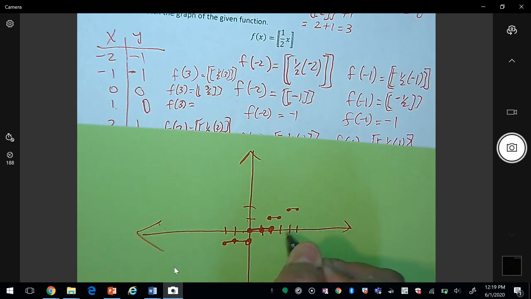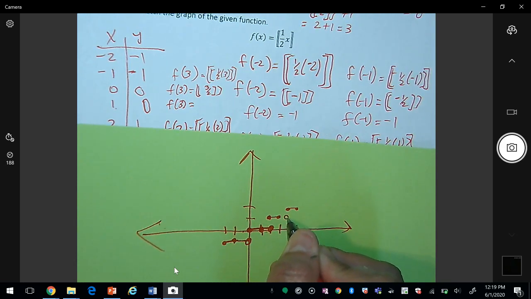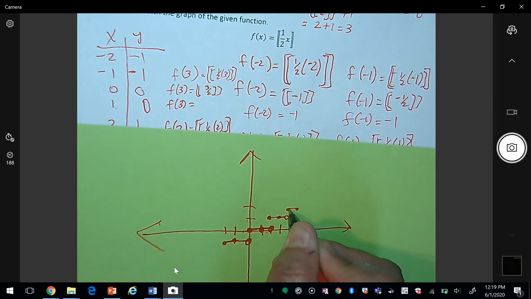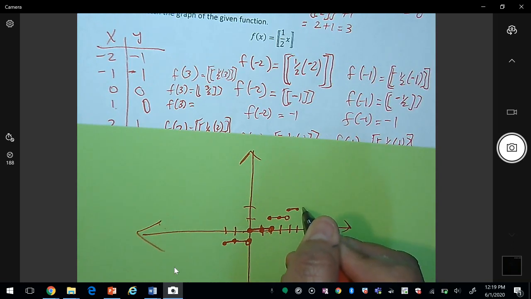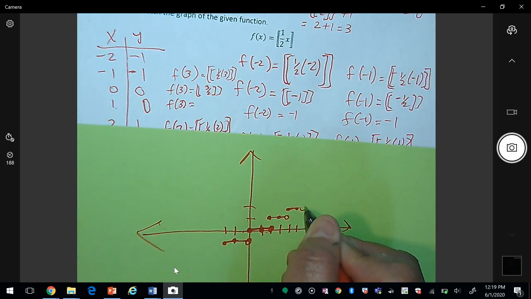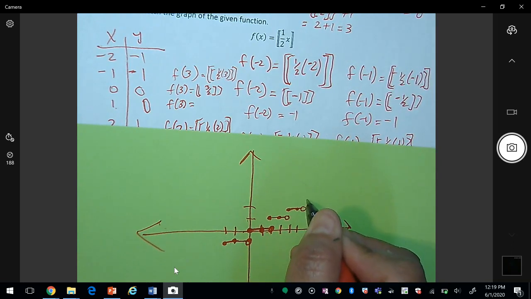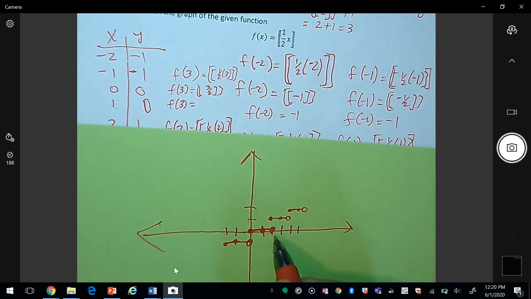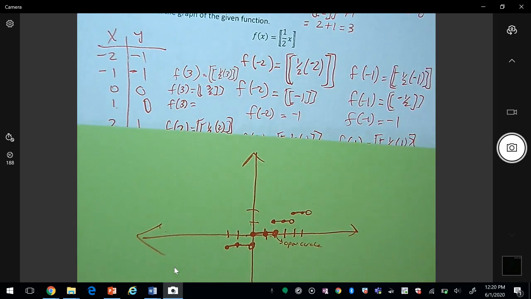And then for 3 here, I'm going to have a closed circle. I mean an open circle for my next one. And then this is going to keep going. Then we would have an open circle and so on. Okay, so this here is an open circle. And so that would be how we graph a step function.